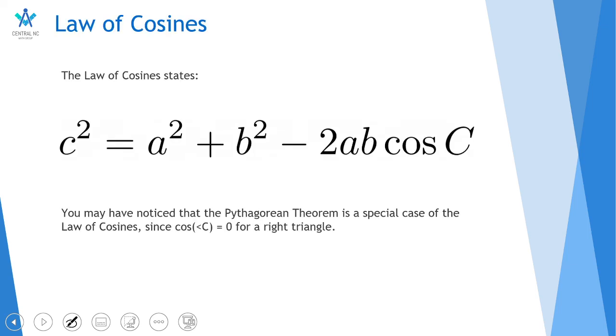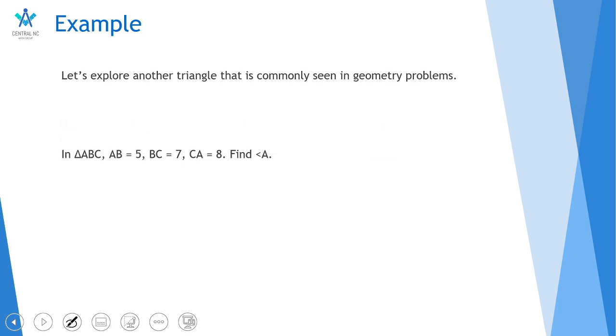Okay, so our last formula here is the law of cosines. You may have noticed that the Pythagorean theorem is a special case of the law of cosines, since cosine of C is equal to 0 if C is equal to 90. So let's explore another triangle that is commonly seen in geometry problems. When people make these kinds of problems using this triangle, it's kind of hard to do it without knowing this special fact. But I'm just going to show you what this special fact is using the law of cosines.